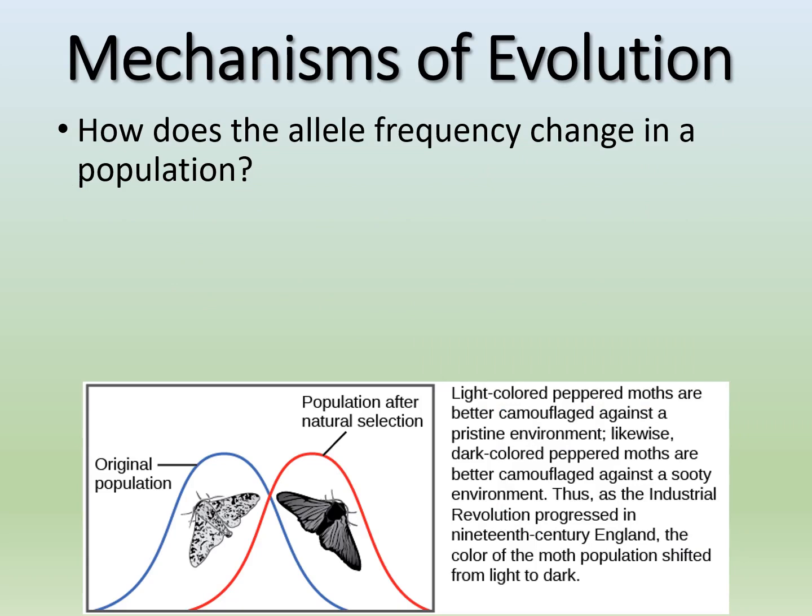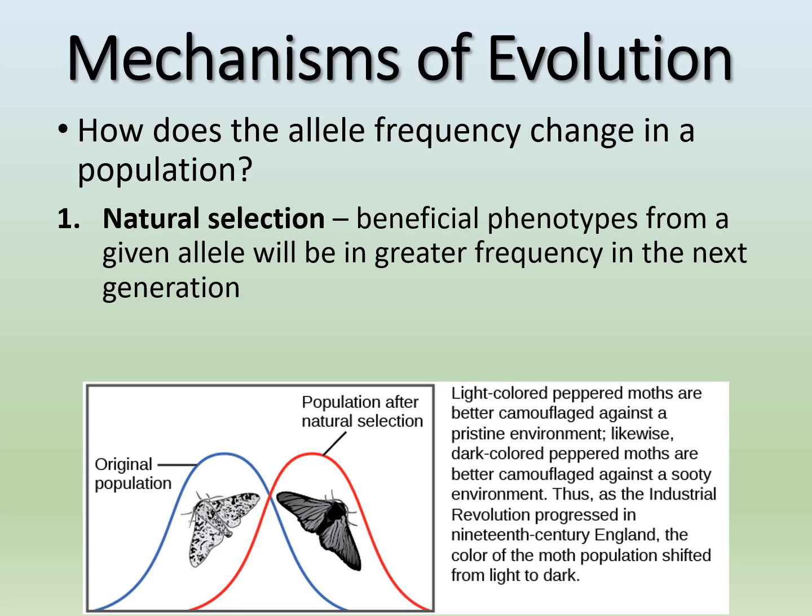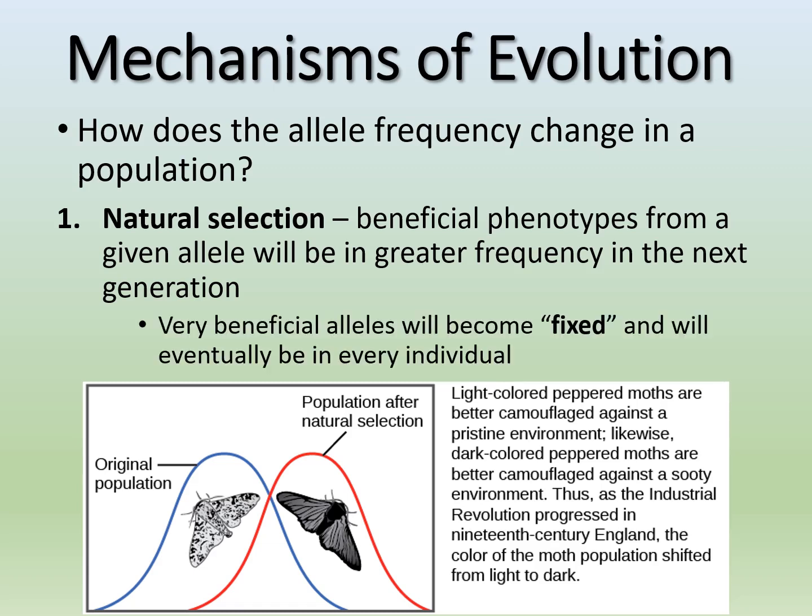So how do we change the allele frequency in a population? Well, our big mechanism of evolution is natural selection, which is what we have been talking about, right? Where those beneficial phenotypes from any given allele will be in greater frequency in the next generation, because those individuals with that beneficial phenotype will pass it on to the next generation. And we even see that very beneficial alleles can become fixed and eventually they will be in every individual. So if it gives this outstanding fitness benefit, we will actually see it become fixed over time.